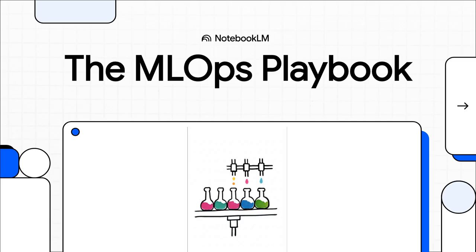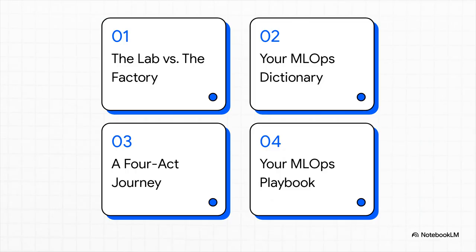We're going to talk about exactly how AI models make that leap from a cool experiment to a live, rock-solid product. And the key to all of it is something called MLOps. Let's dive in. So, here's how we're going to break it down.